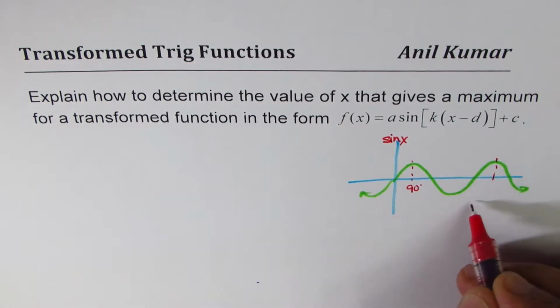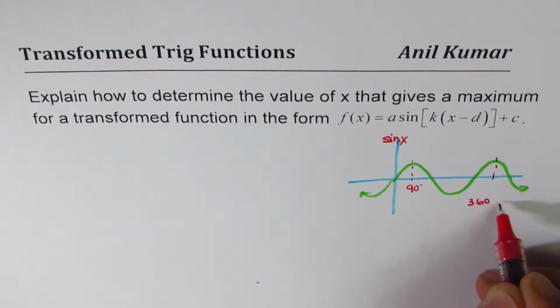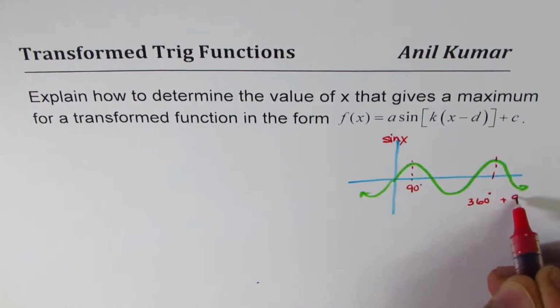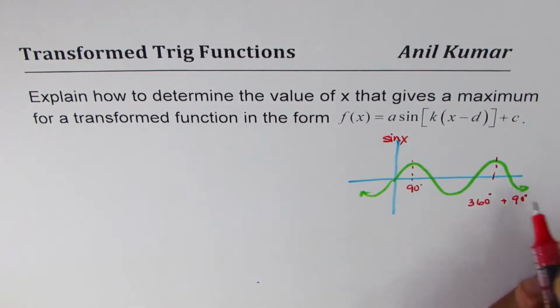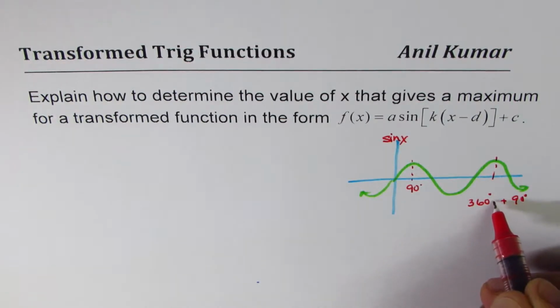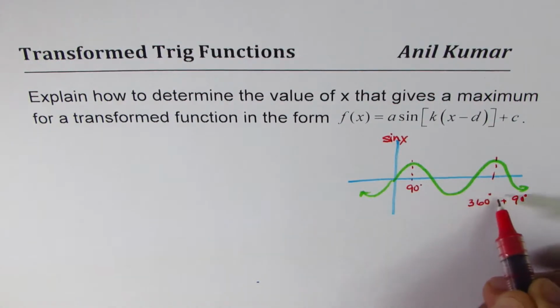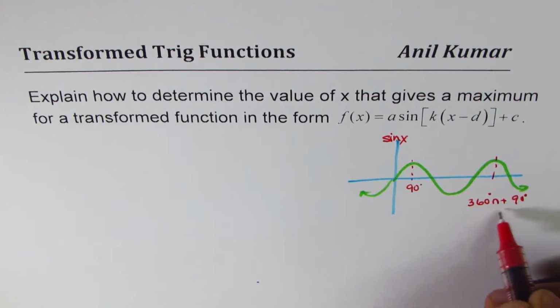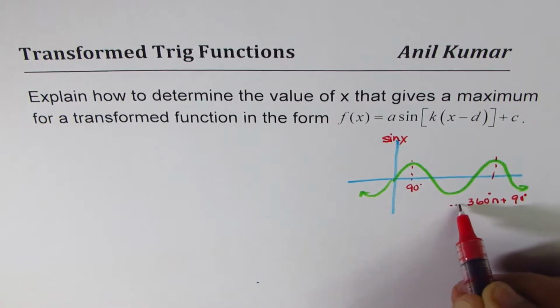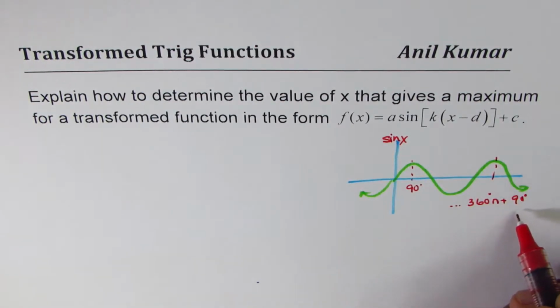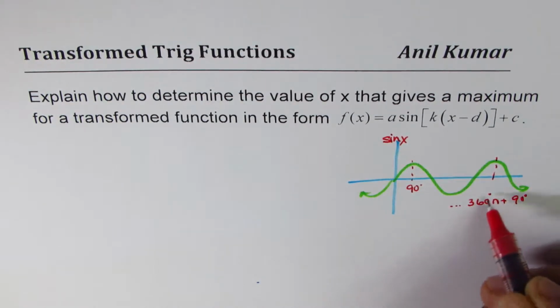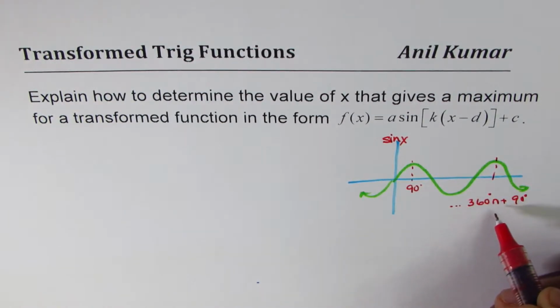So the next maximum will be 360 degrees plus 90 degrees. And again it will be repeated, so it should be 360 times n plus 90 degrees, where n is in general an integer. So the maximums will be at 90 degrees plus or minus 360 degrees and their multiples.